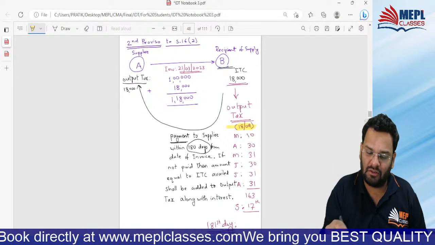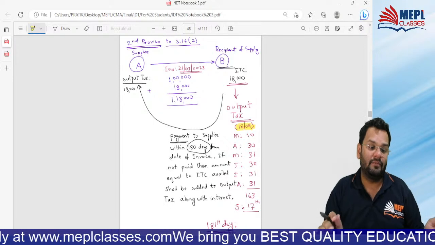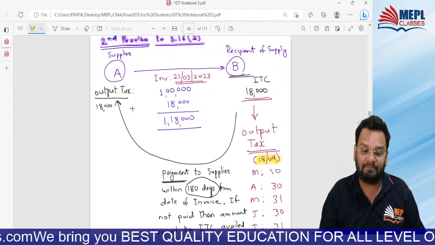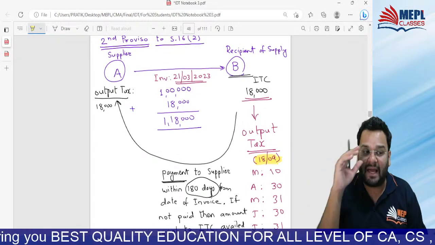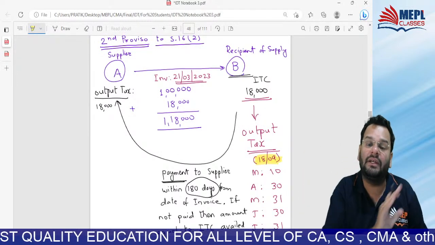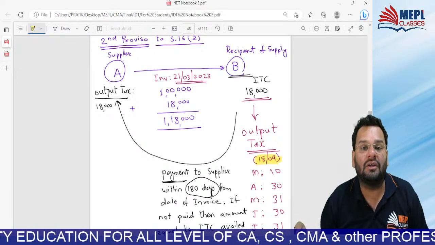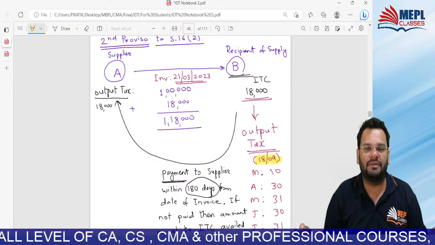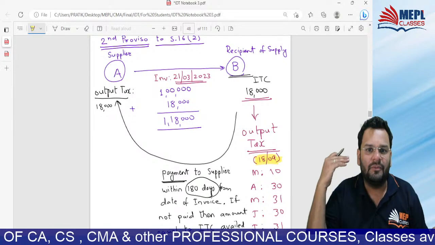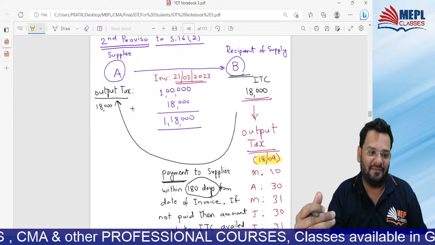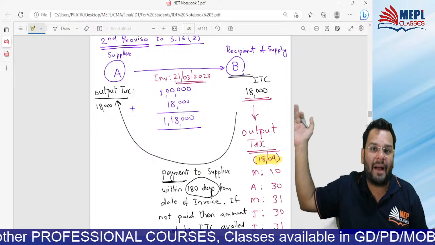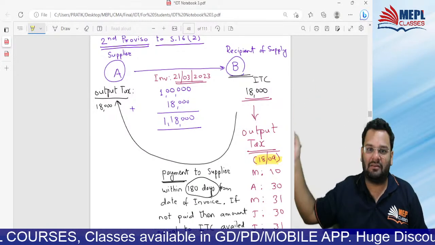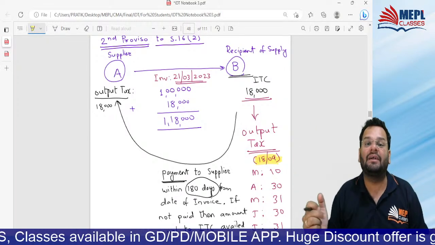Understood? What's the logic? What is government trying to say? Government is trying to say that if, as a recipient of supply, you are not paying in 180 days, that means we are not convinced that it's a valid purchase. So we want you to disallow the ITC. Now we cannot go back in the past and disallow the ITC.